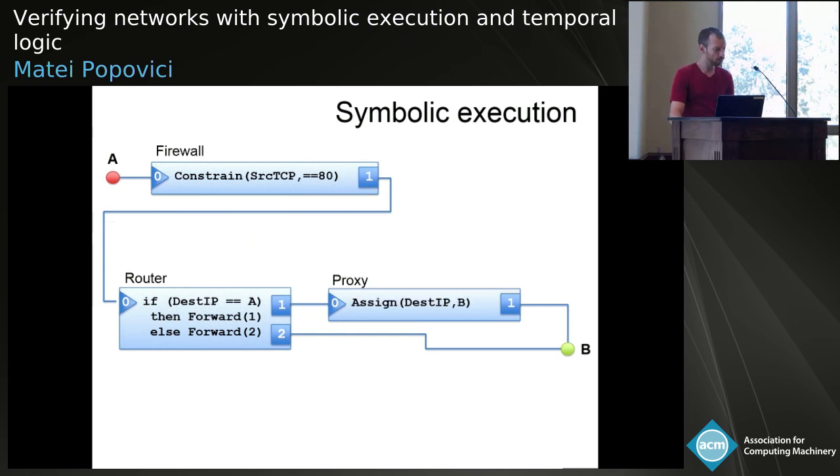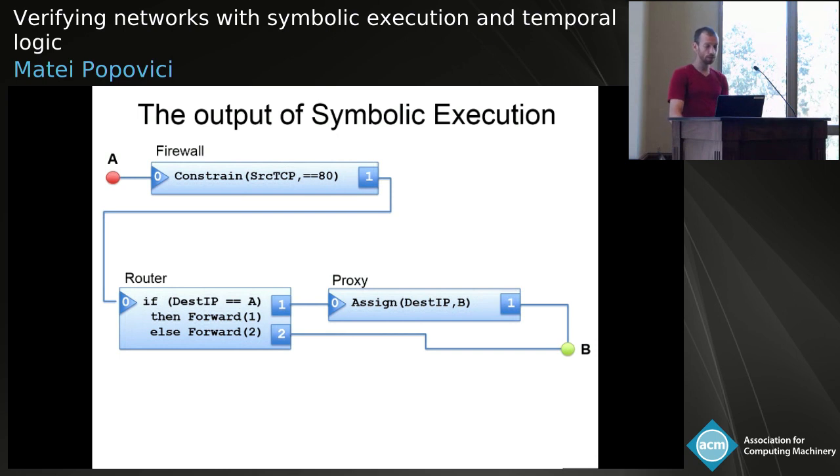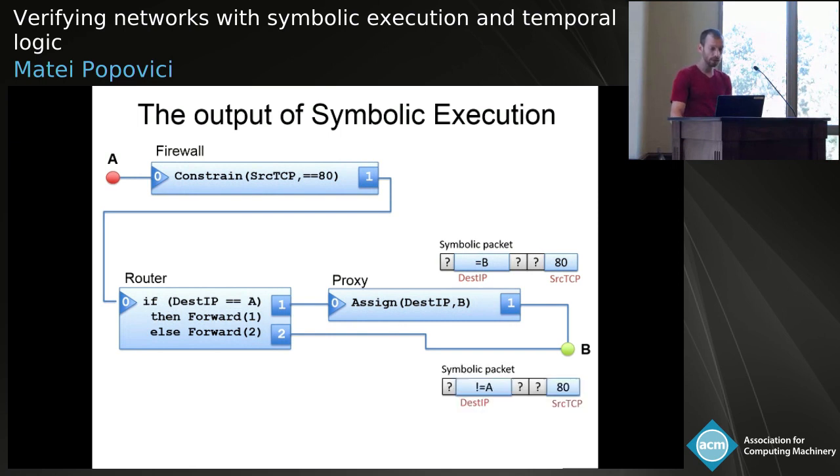Finally, assuming that the proxy modifies the destination IP, we use the assign instruction to capture this, and assign on a symbolic packet will simply override existing constraints. So now you see that the destination IP is equal to B instead of A as before. So the output of symbolic execution, again, is a set of execution paths. We have two here. On one path, we have the destination IP equal to B, and on the other, we have the destination IP different from A.